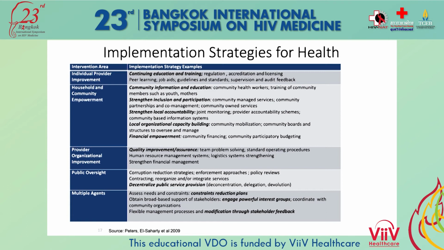You could also say that an intervention is, we want community empowerment. What does that mean? Well, it might be community information and education. It might be strengthening inclusion and participation, local accountability, local organization capacity building, financial empowerment for community groups. So it's about taking this general idea of community engagement into very specific strategies that you can then evaluate, again, as intermediate outcomes. If we empower this community with better financial empowerment, for example, can we measure that? And then also, does that result in better health outcomes?